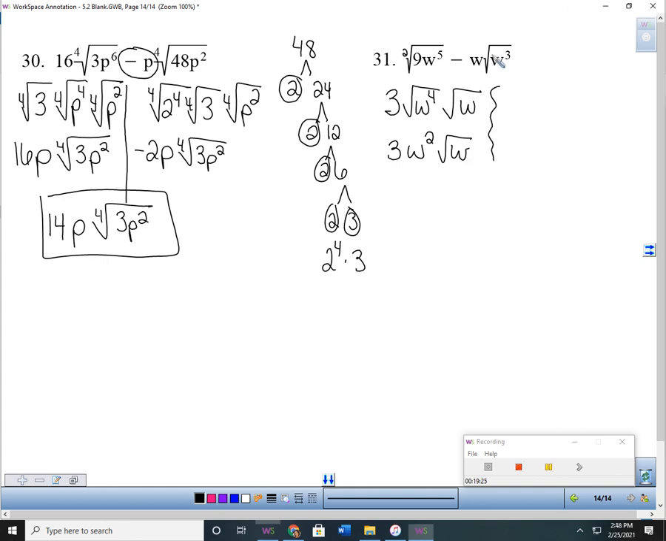All right, on this side, 3 is bigger than 2, right? So I'm going to have to split that. What is the biggest number smaller than 3 that divides by 2? 2, which leaves me with 1. So the square root of w squared is w, but I have to take that times negative w, which gives me negative w squared, square roots of w. So I have a w squared, square root of w, same thing over here. 3 minus 1 is 2, w squared, square roots of w.